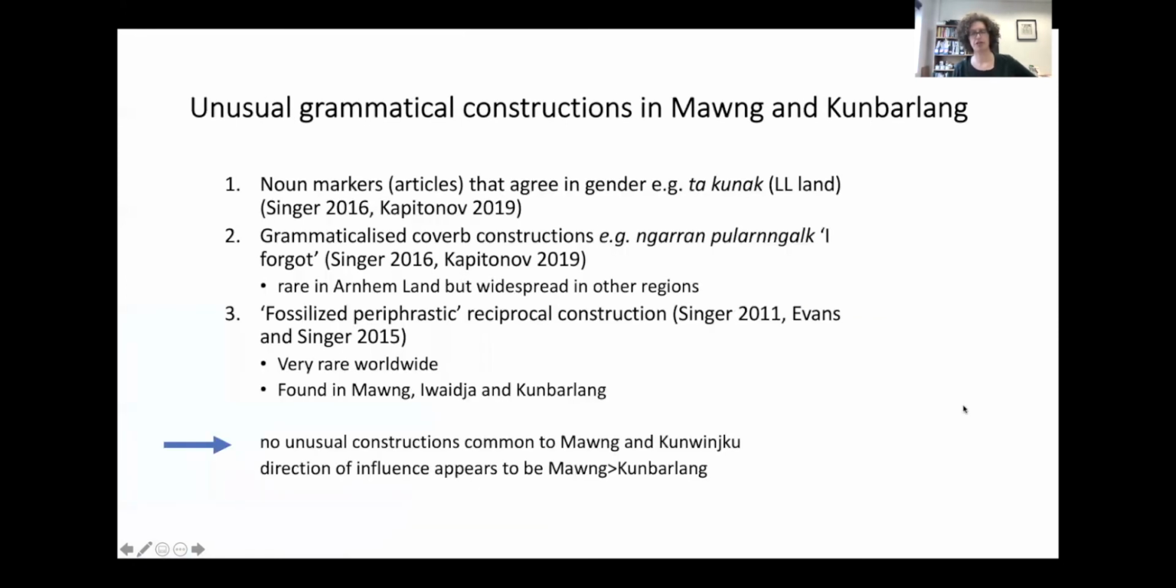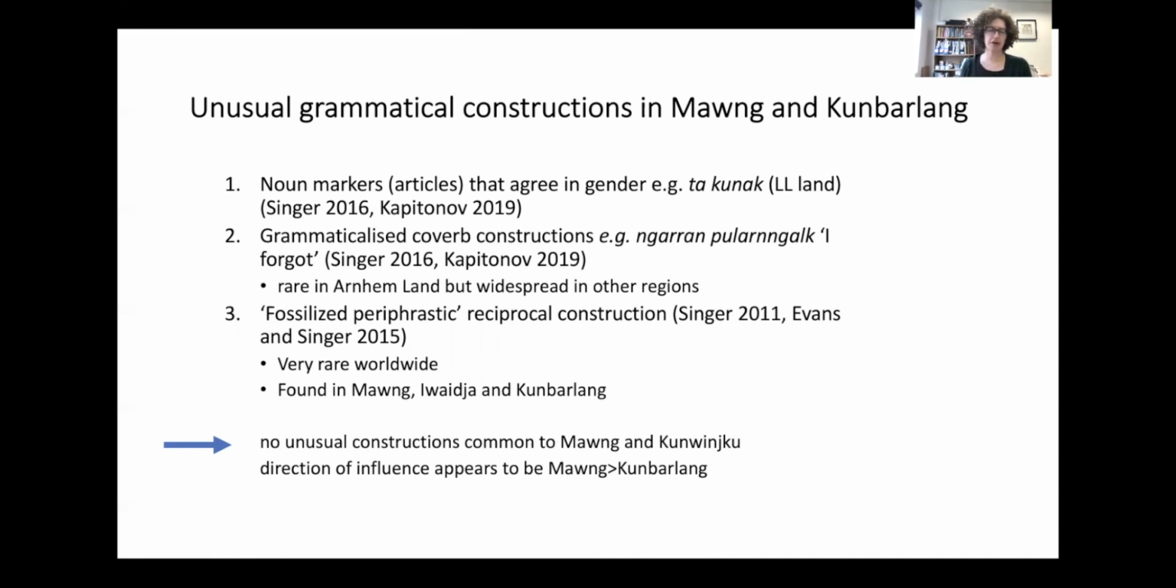So the first thing that strikes you with Mawng and Kunbarlang is that there's a number of unusual grammatical constructions which are found in both these languages. So one is the noun markers, or articles as they're called in Mawng, which agree in gender with the following noun. So for example, da gunak, the land gender article da precedes gunak in this Mawng expression. These are not really found in any other Indigenous Australian languages. There are gender prefixes on quite a number of Arnhem Land languages, but these, which really are separate words, as you can pause after them, are fairly unusual.